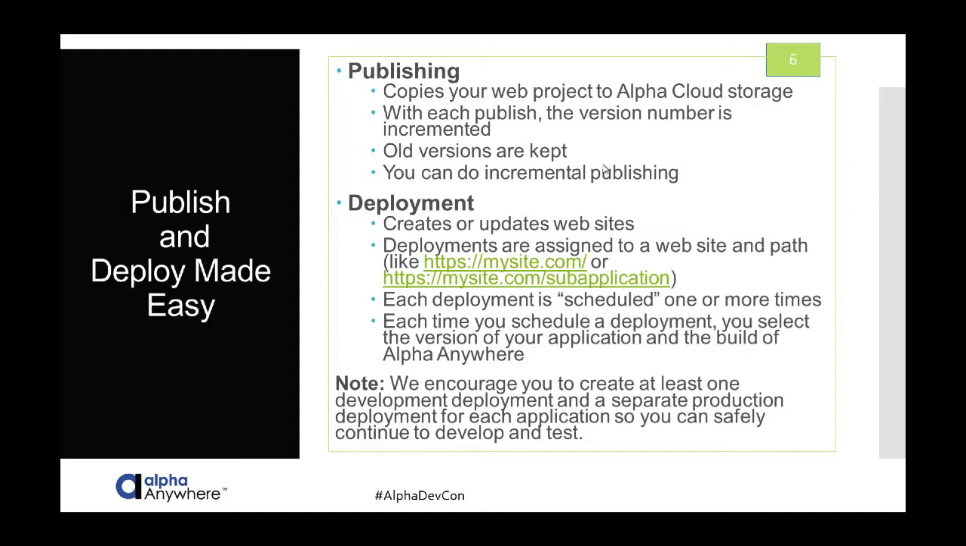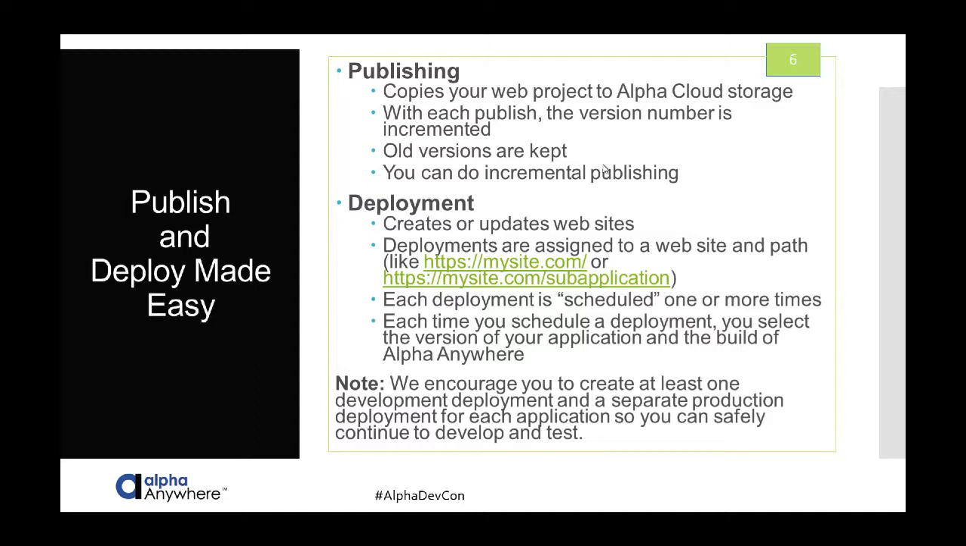Old versions are kept, and in fact, you can do incremental publishing. So if you've changed one file, only one file needs to be copied out to Alpha Cloud, and we'll pull in the pieces from older versions. The second stage is deployment. This is where you actually create or update a website.